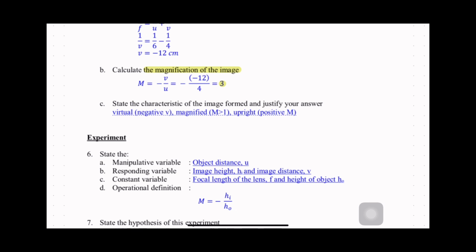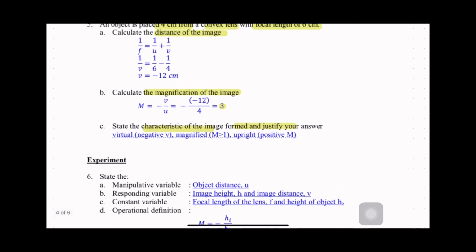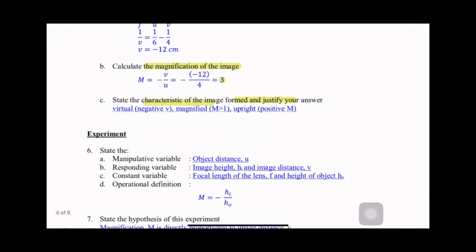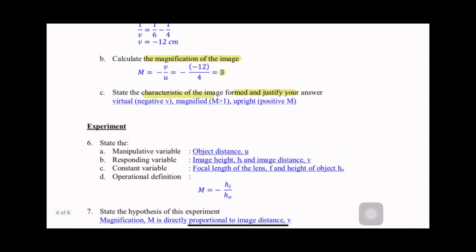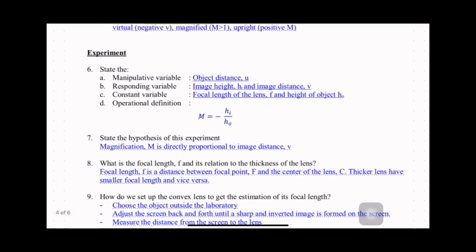Okay, state the characteristic of the image formed and justify your answer. Okay, characteristic of the image is virtual, of course, because v is negative. Okay, and then magnified because 3 is more than 1, and then upright because m ni adalah positif. M positif dia adalah upright. Okay, kalau m ni negatif dia adalah terbalik, inverted. Okay, inverted. Macam tu lah, nanti kita akan belajar lagi lebih lanjut.